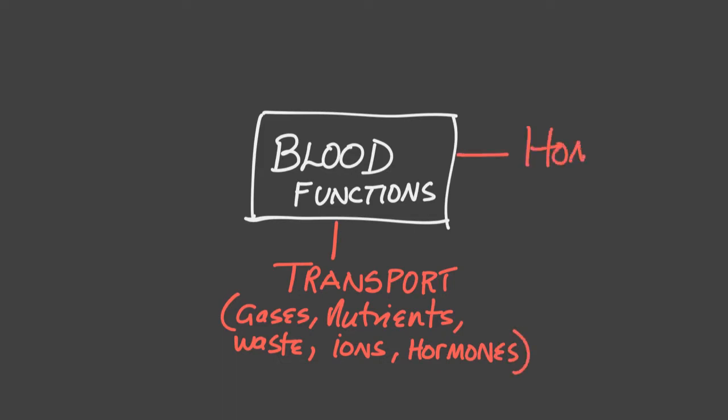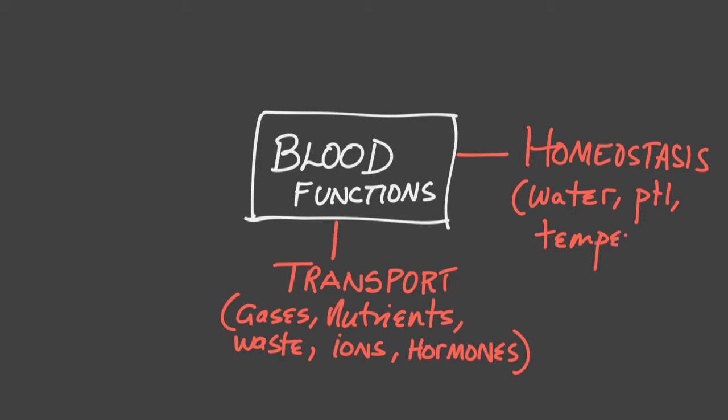Blood also helps us to maintain homeostasis. We already learned how blood helps to maintain temperature balance. It also maintains water balance, acid-base balance, and salt balance.